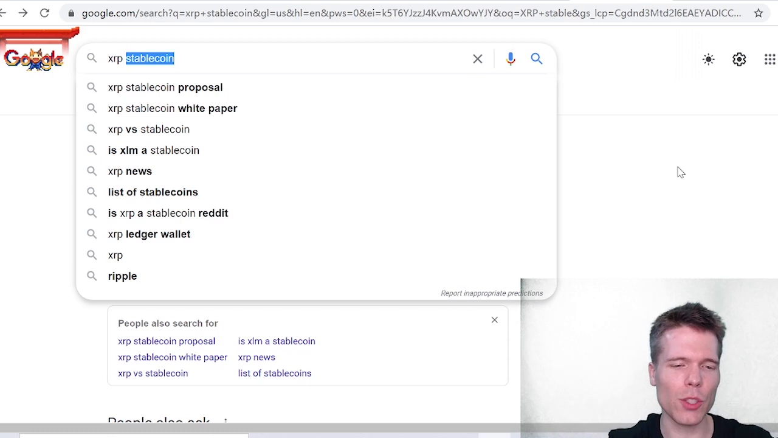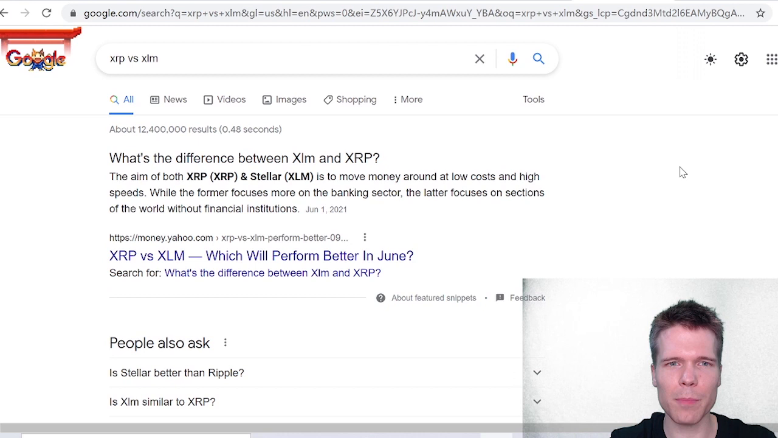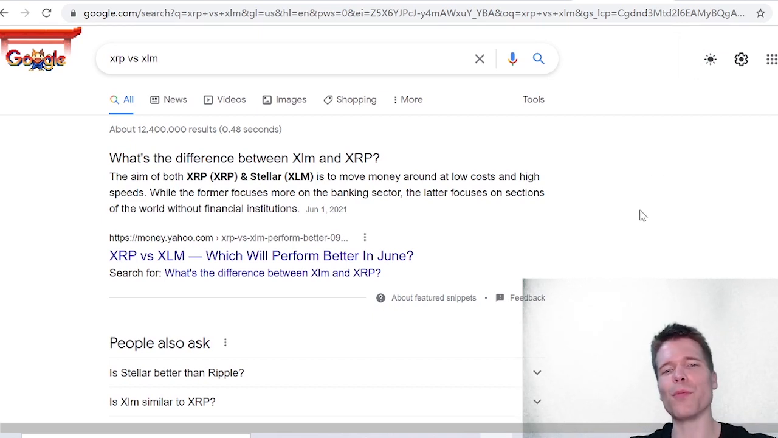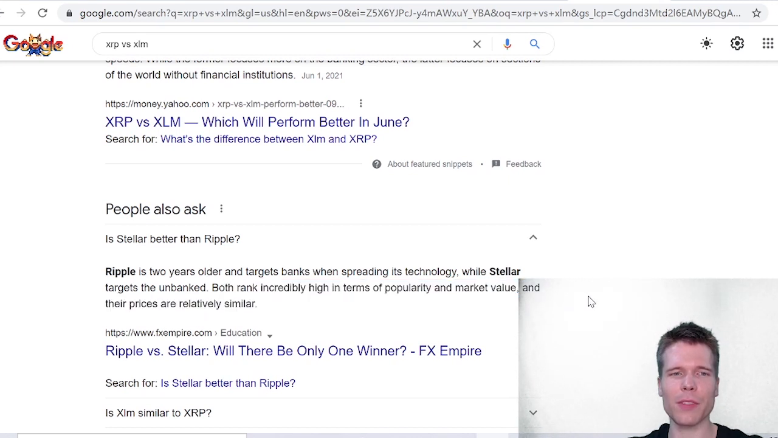Then the easiest thing to do here, XRP versus XLM. According to money.yahoo, while XRP focuses more on the banking sector, the latter, being XLM, serves sections of the world without financial institutions. All right, so for this very brief view, we're just going to trust that explanation. They're both incredibly high in terms of popularity and market value, and the prices are relatively similar. So basically, we're just looking at this spreading technology while Stellar targets the unbanked.